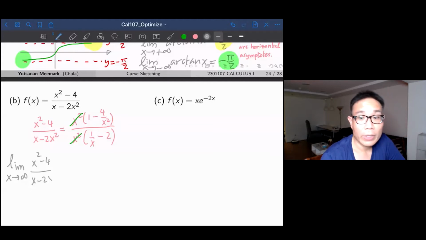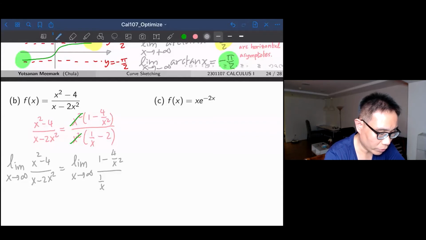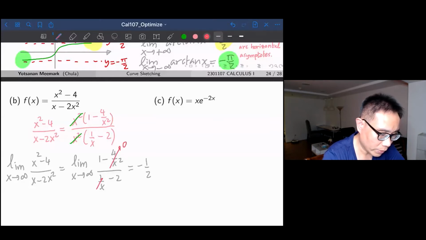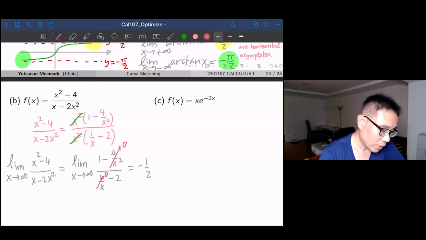So it's going to be equal to the limit as x goes to infinity of 1 minus 4 over x squared, over 1 over x minus 2. This will be negative 1/2, because 4 over x squared goes to 0 and 1 over x goes to 0.